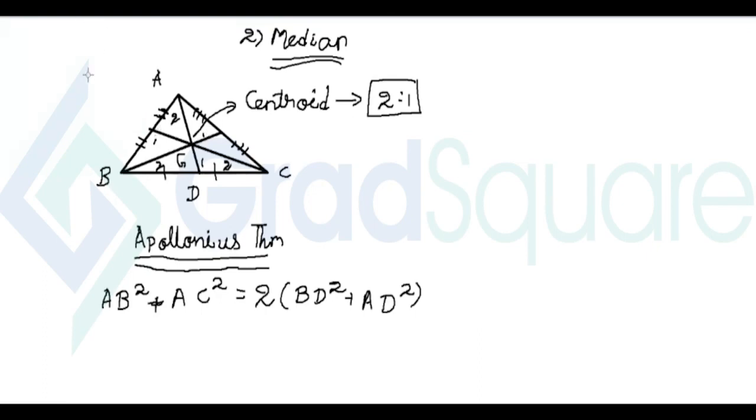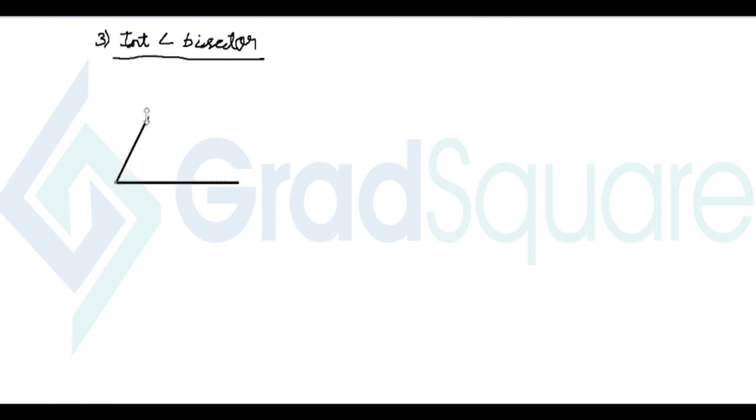Right? That is the second construction of significance that we can make inside a triangle, which is the construction of a median. All right. Moving forward. Third construction of significance that we can make, of course, is the interior angle bisector. So what's an interior angle bisector? The name itself is sufficient for us to understand that the interior angle bisector is any straight line which bisects an interior angle of a triangle.